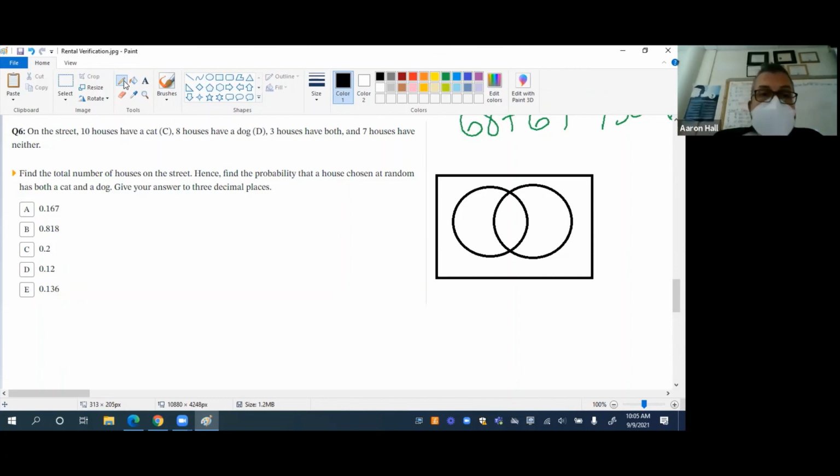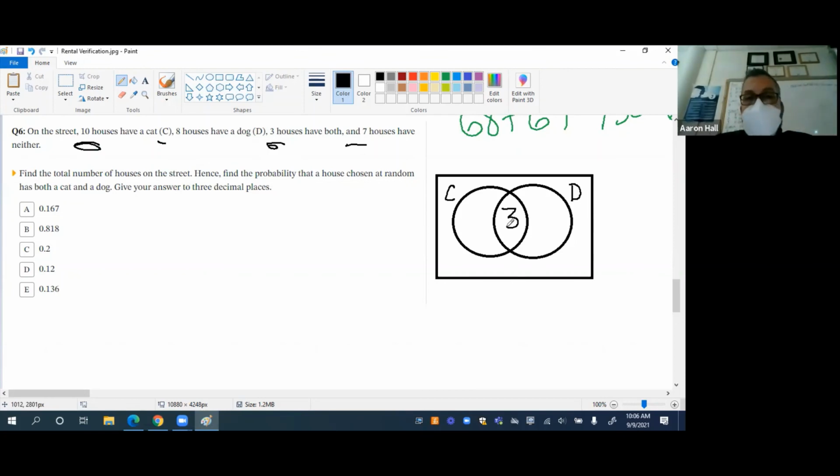Cats is C, so I'll write a C right here. Dogs is D, I'll write a D right there. So where do I start? Let's do both first. Let's not worry about this part because I don't know whether it's 5 or 6 or 4. I don't know how to divide up the 10. So let's start with both. 3 houses have both, so I'll write a 3 right here.